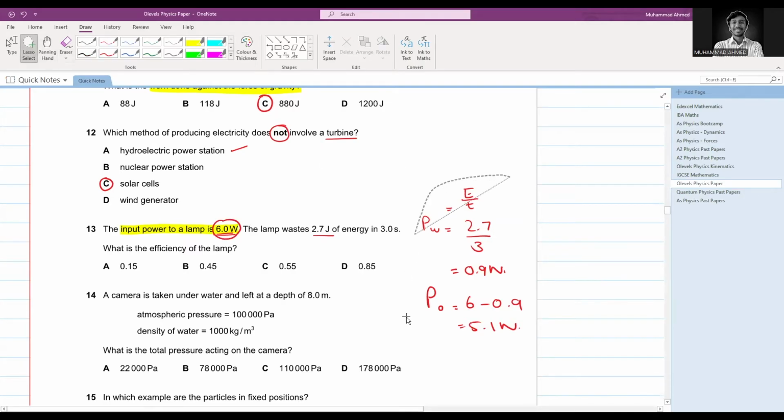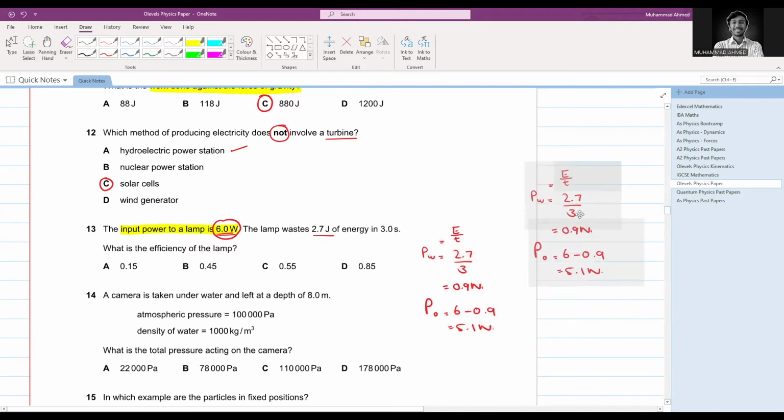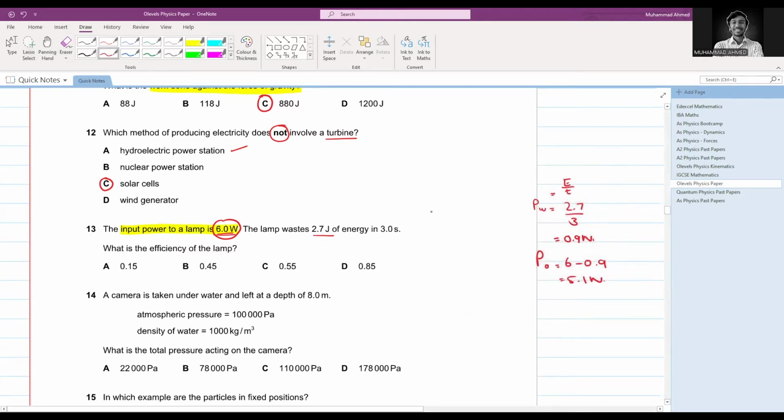Yes. Efficiency is equal to what? Let's put it here. Efficiency is equal to power output divided by power input multiplied by 100. What is your power output? 5.1. Power input is 6, multiplied by 100. 5.1 divided by 6 into 100. This comes out to be 85%, or you can say 0.85 is your answer. C is your answer. Efficiencies can be written in both.